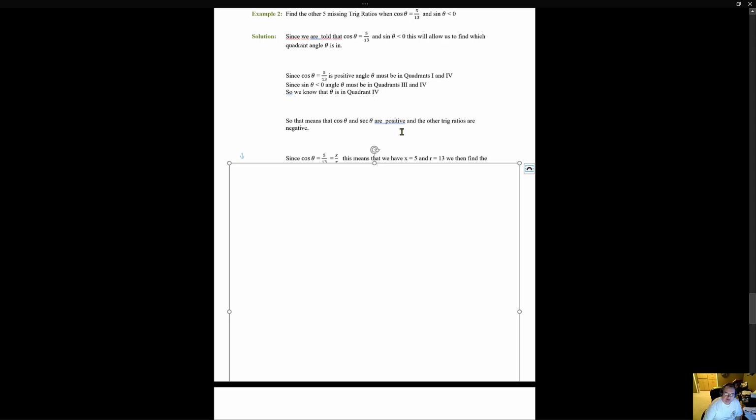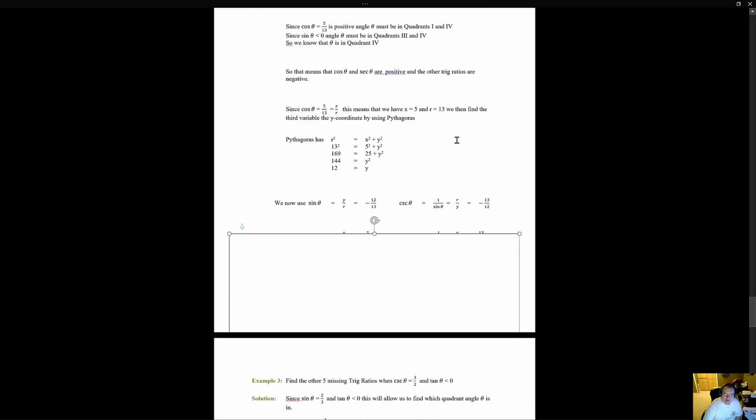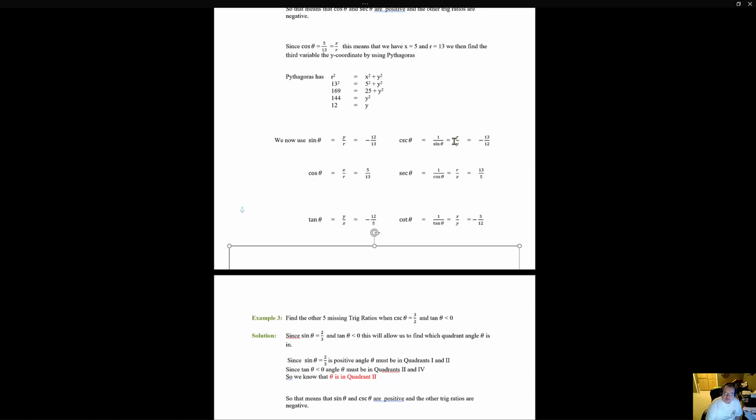Now we return back to the information that they gave us, where they told us the cosine of theta was 5/13. Well, cosine is x over r, so indirectly you've told me x is 5 and r is 13. And now we can use that information to find that y is 12. And as I scan through these, you can certainly pause this video once we get to the bottom here and just for a moment look at where all these answers come from.